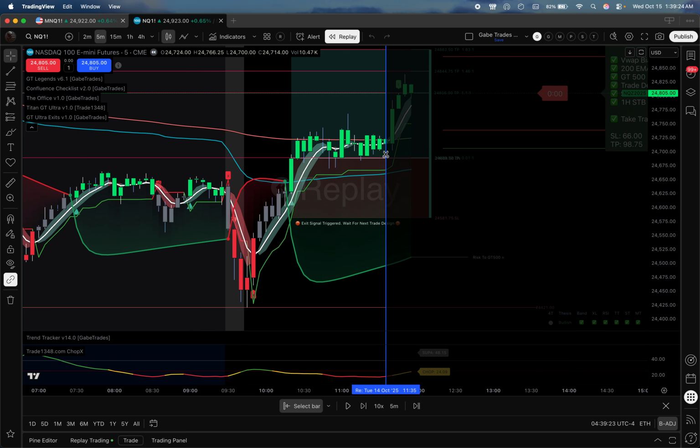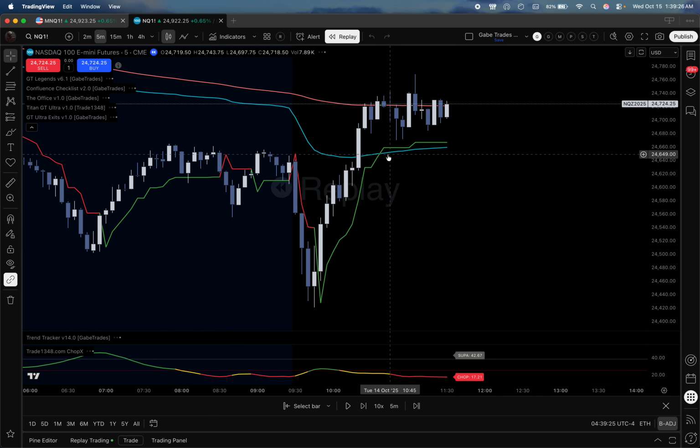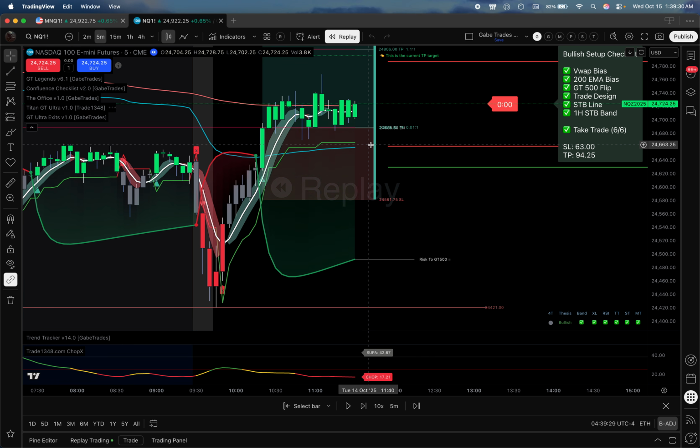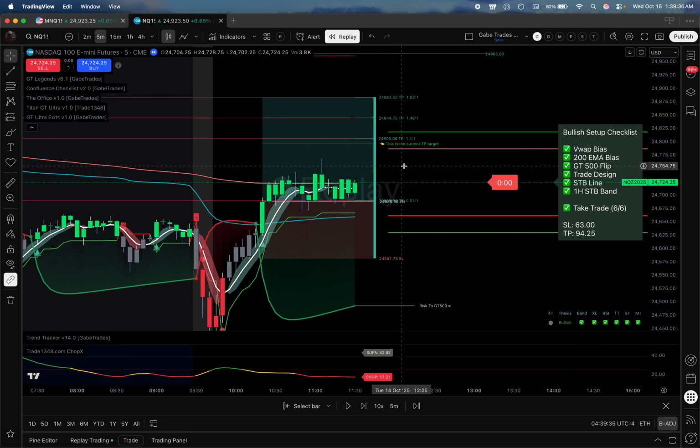Let's say the exit signal has not triggered. What else will that thing do for me? Well, if the exit signal has not triggered yet, it will let me know where my take profit target is. Well, how do we set up the take profit target? This is where things get really interesting.